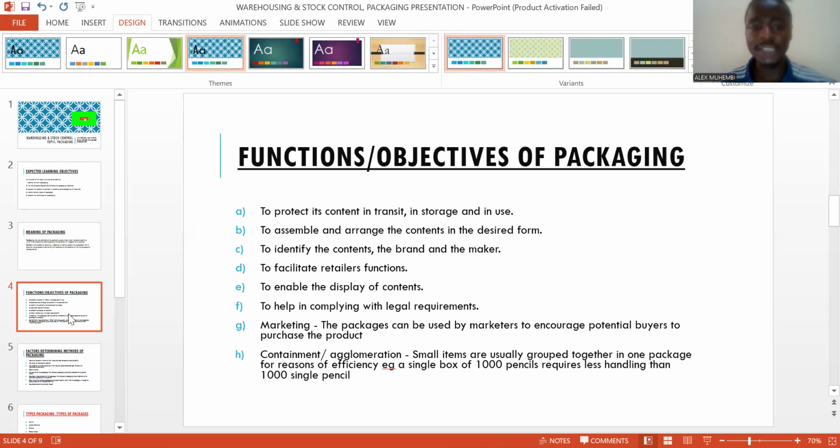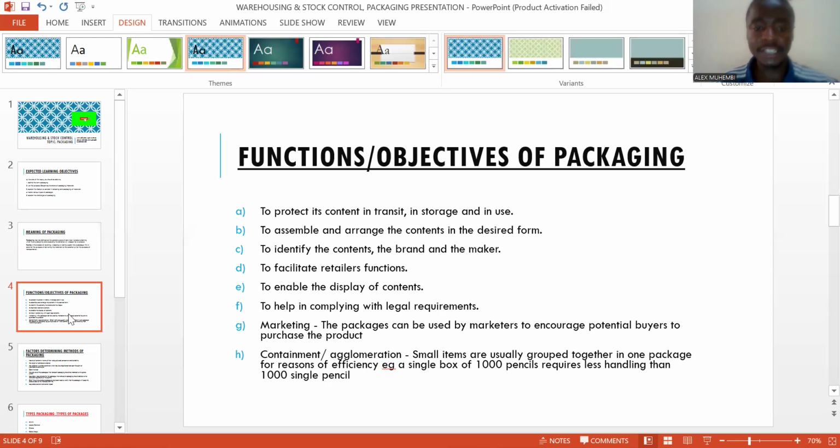So we are trying to assemble, putting together or arranging the content of the material in the form that we want it to be, in the desired form. Another function is to identify the contents. We are identifying the contents, the brand, and even the maker. So that is another function.